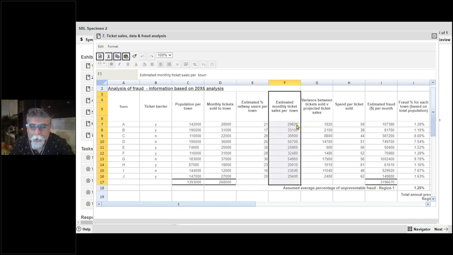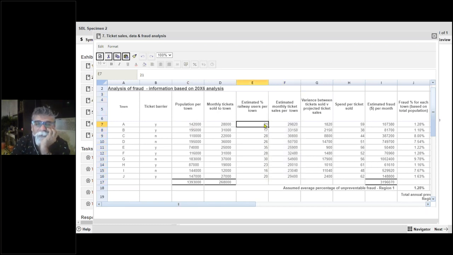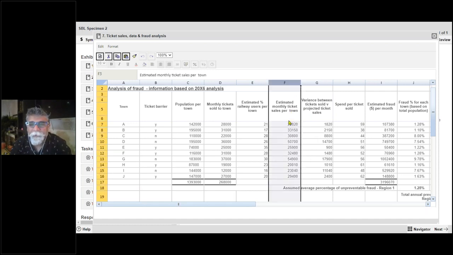How did he arrive at this estimated monthly ticket sales? I have a feeling that he multiplies population by percentage. So he arrived at how many people should have been using, and this is the variance between the projected sales versus actual sales. Do you agree? Is my assumption correct? I can just sense from the numbers on the columns that this column is basically population multiplied by 21%. 2, 3, yeah, makes sense. And then this minus this is this.